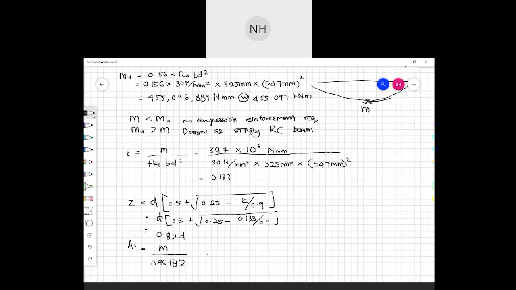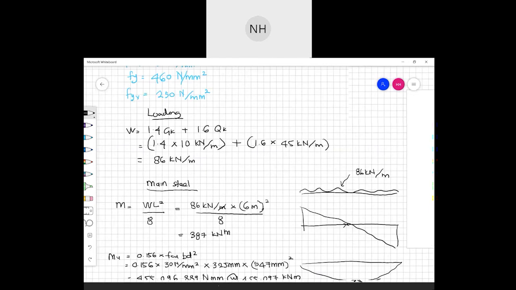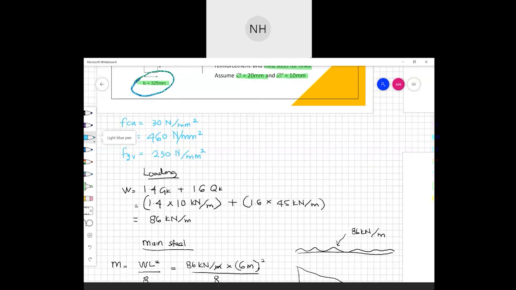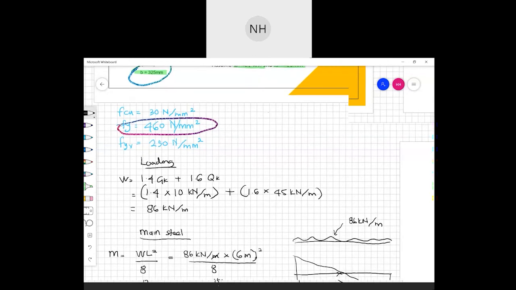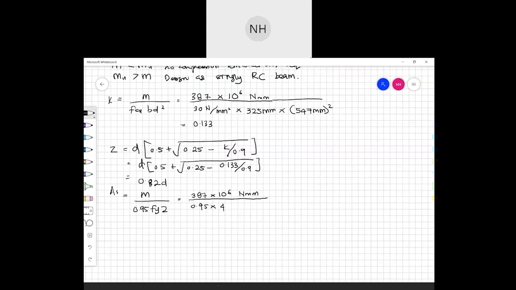M is equal to 387 times 10 power of 6 again, and we divide it with 0.95 times. We know that the FY, earlier masa kita keluarkan daripada soalan, it is 460. Inilah dia. Okay, so kita dah ada value of FY. We just put inside our formula here, 460, the steel strength, and times the value of D, which is 0.82.